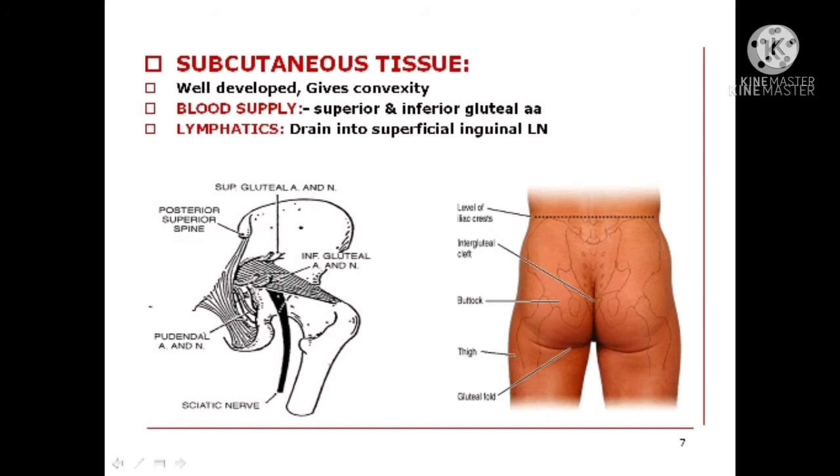The subcutaneous tissue is well developed and gives convexity to the gluteal region. The blood supply is from the superior and inferior gluteal arteries, and these are the branches of the internal iliac arteries. The lymphatics drain into the superficial inguinal lymph nodes.